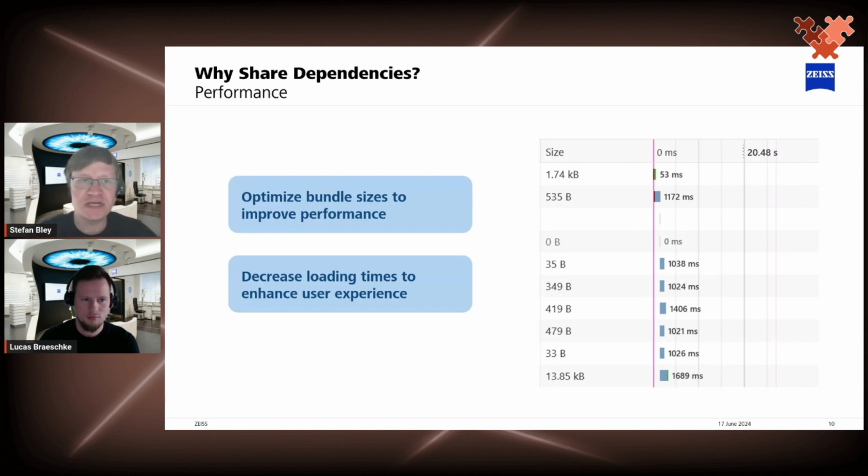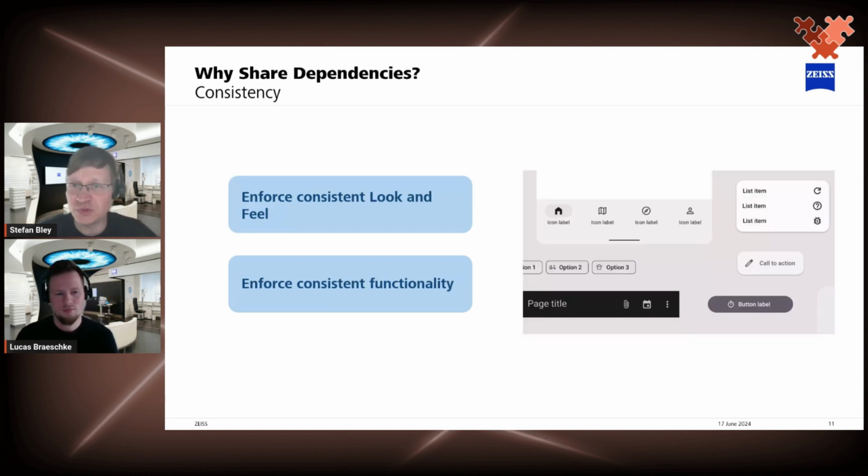Second reason to share dependencies would be consistency. We want to ensure a consistent look and feel by providing component libraries, for example, and also enforce compliant versions. Compliant meaning compliant with the current UI design, so we don't have any outdated design. And we also want to enforce consistent functionality, for example, by providing a certain version of a library that has the functionality that we expect and not something outdated.